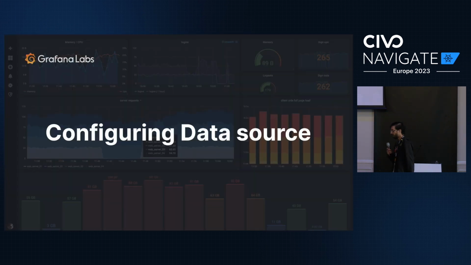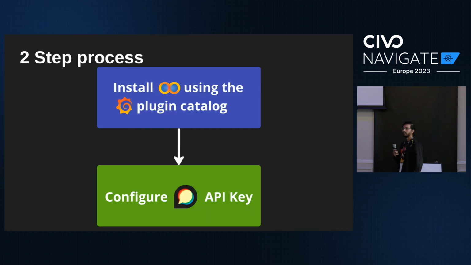So the next step is configuring the data source. It's very easy. It's a two-step process. All you need to install is first the Infinity plugin using the Grafana plugin catalog. And second is configure the Discourse API key. In your case, you may have a little bit of difference, but this is all you need.